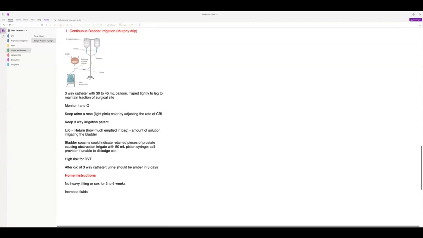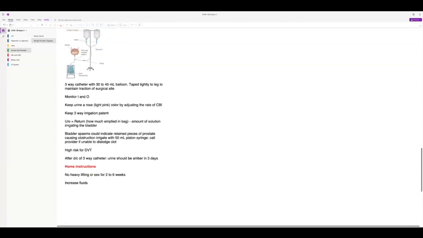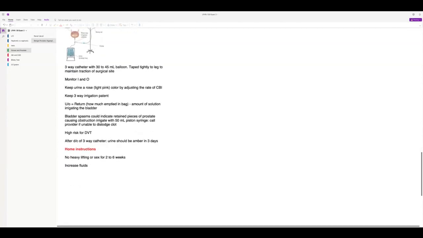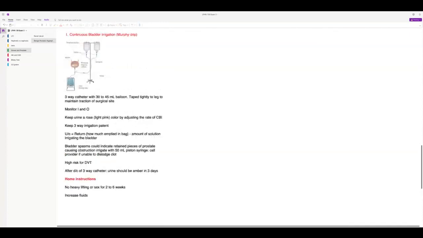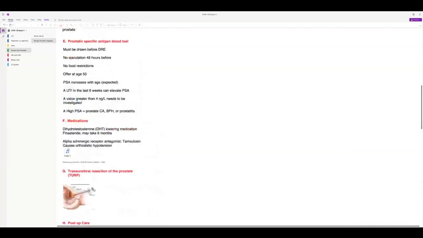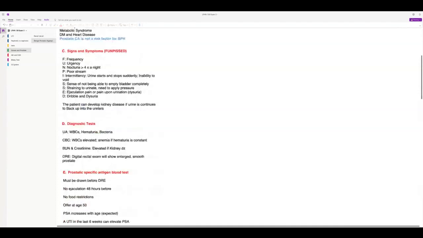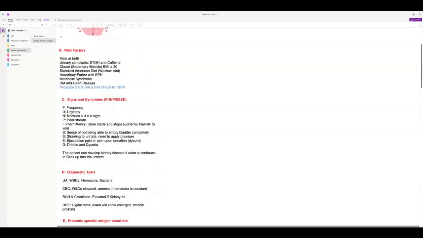They're going to be at high risk for DVT. The urine should be amber in about 3 days, with no heavy lifting and no sex for 2 to 6 weeks. So all this is really important: the signs and symptoms, the risk factors, and especially the Murphy drip.